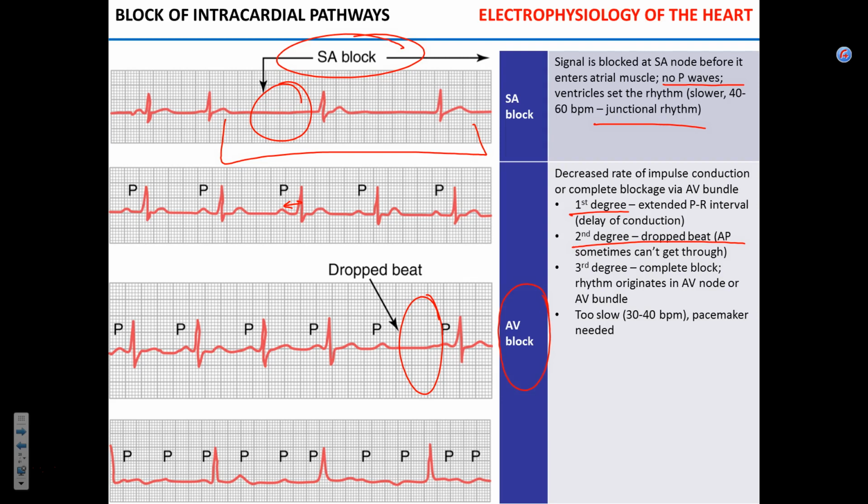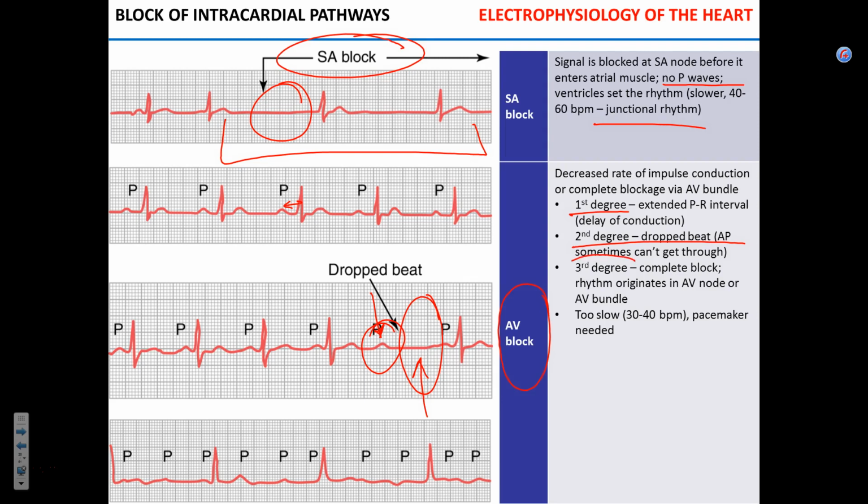Dropped beat. So this P wave right here was generated at the SA node. Atria got depolarized. Does that make sense so far? But it never went through the AV node. So no QRS complex, no T wave.